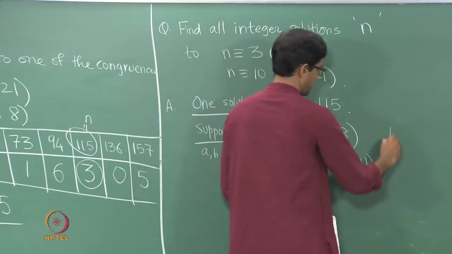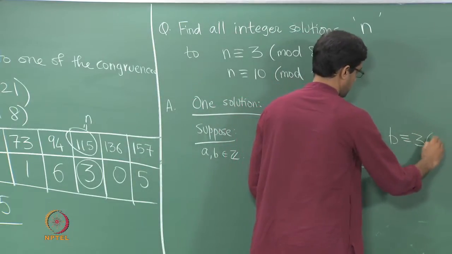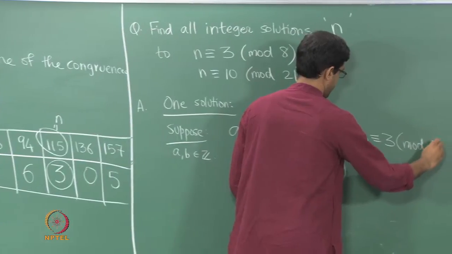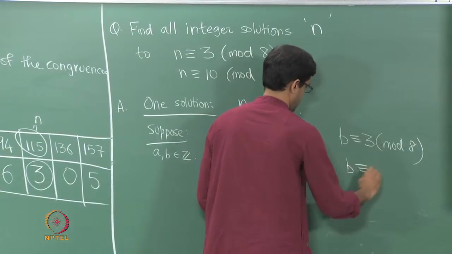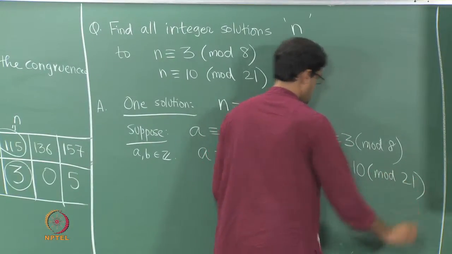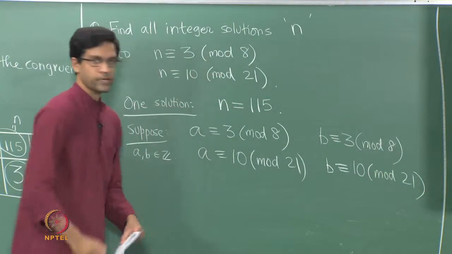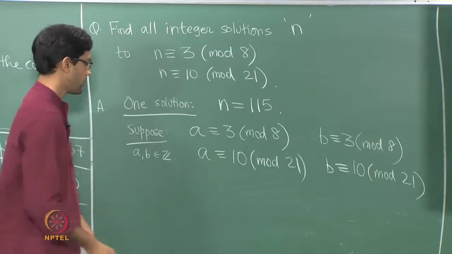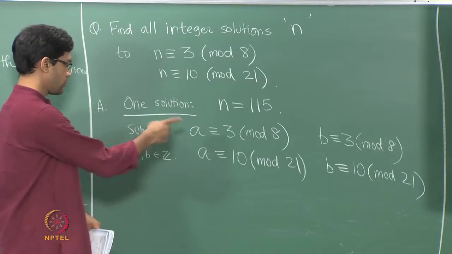B satisfies the same relations. B is congruent to 3 mod 8 and 10 mod 21. What can one say about A and B? Okay. So let's do the following.